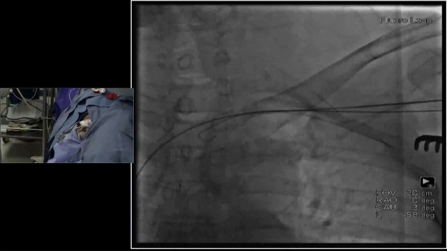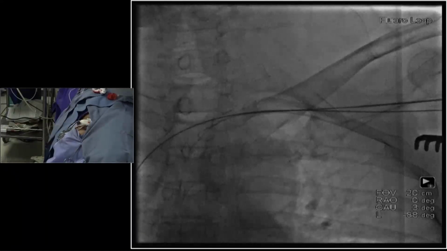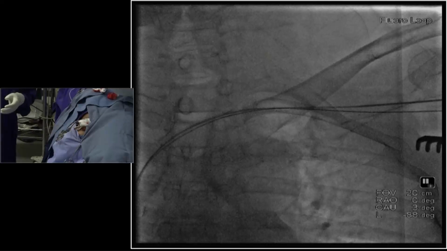Shall we start proceeding? Yes, please. Can we just focus on the sheath, please? So that they can see the anterior curve. So this is the usual 7 French sheath.